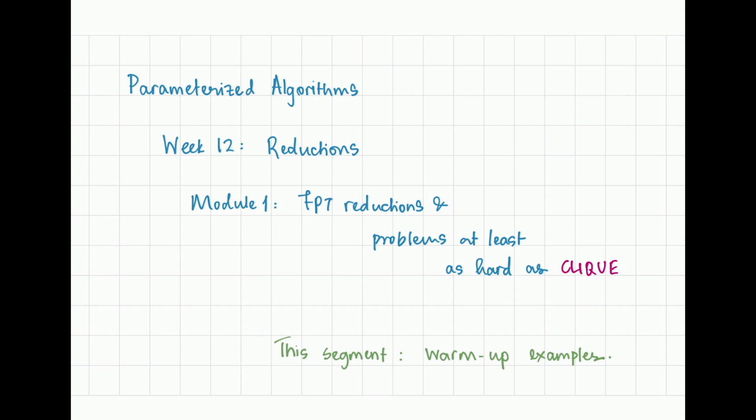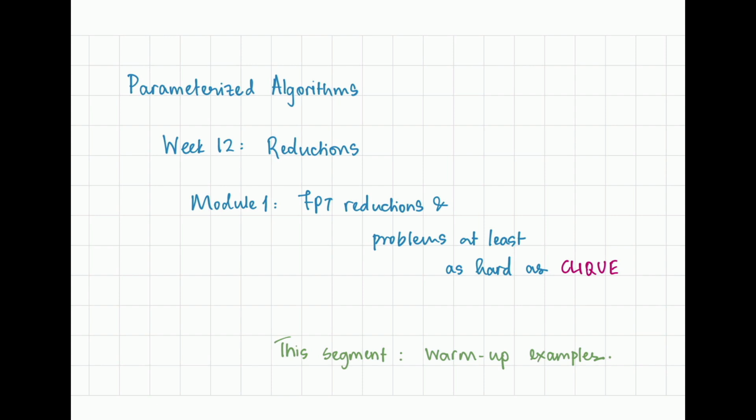So we're going to start off with a couple of warm-up examples and then take a look at reductions that are a little more involved. By the way, I will keep saying clique without mentioning the parameter explicitly. If it's an unusual parameter, then I will try to emphasize it. But if it's not mentioned, then you can assume the parameterization to be the standard one, which is the solution size.